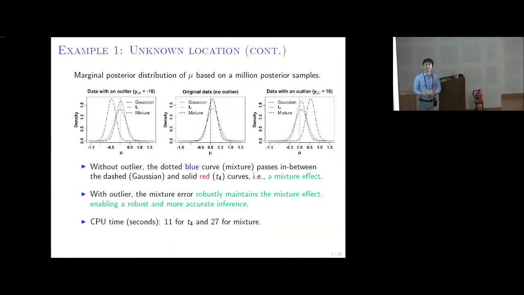So the cost of this mixture error model is the CPU time, because based on your Gaussian error model, I'm updating the extra outlier model parameters. So in this case, the Gaussian error model takes less than 1 second, but you are spending 27 seconds for running the mixture model. So there's no free lunch actually. But if the computational cost is not your concern, then this is worth it for checking your Gaussian error model.